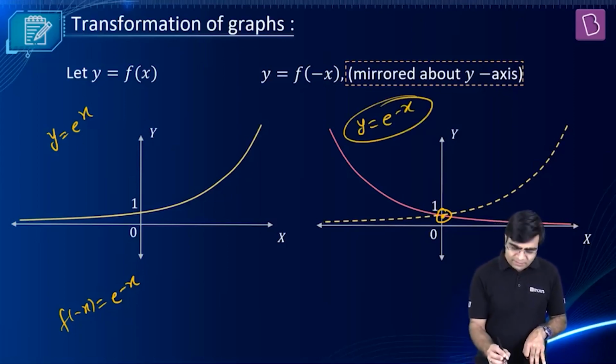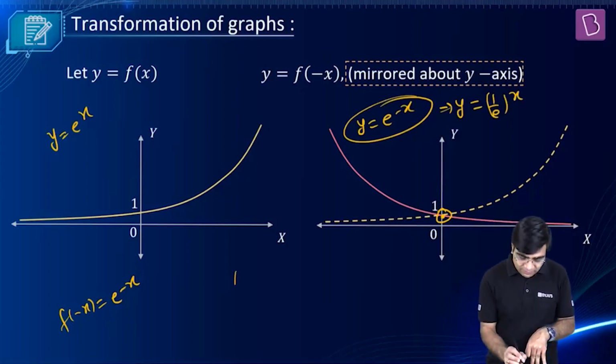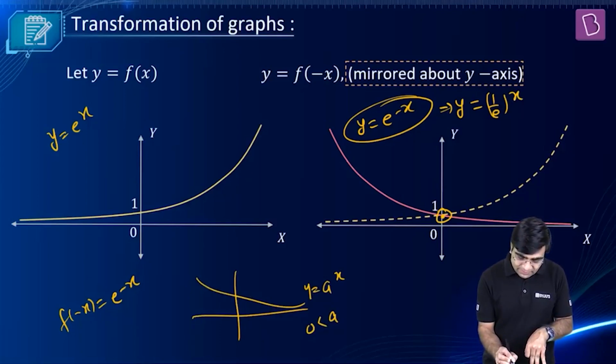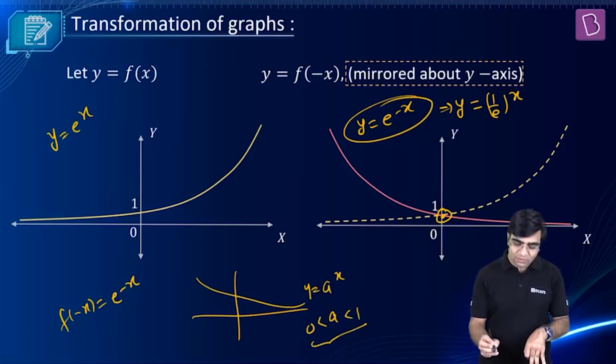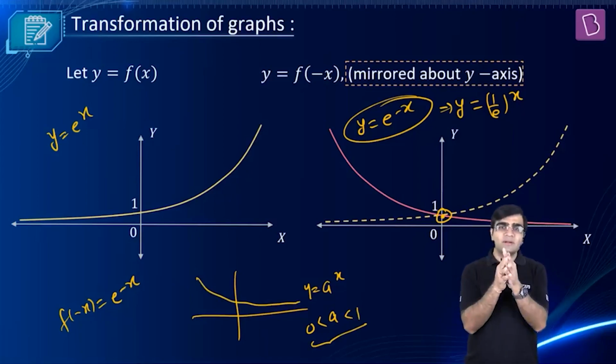You can very easily verify this because it is ultimately nothing but y equal to 1 upon e raised to x. And you know, when the base is a fraction, let's say y equal to a raised to x, and the base is a fraction, then the graph of the exponential function is always in this format only, right? So you can remember it like that.